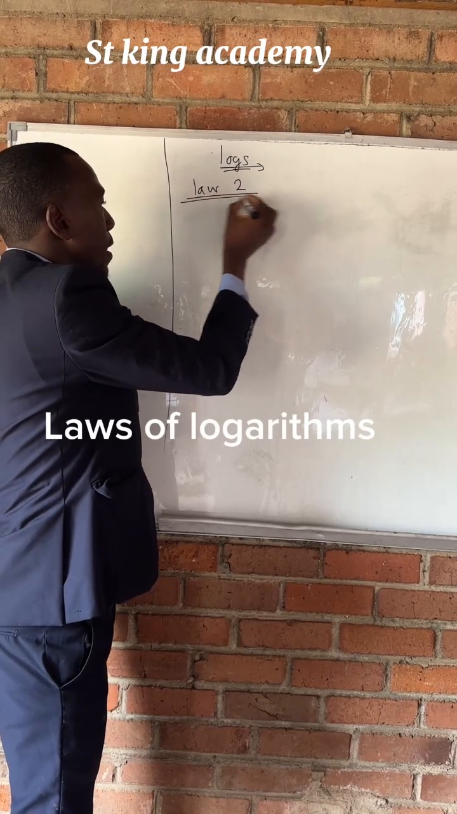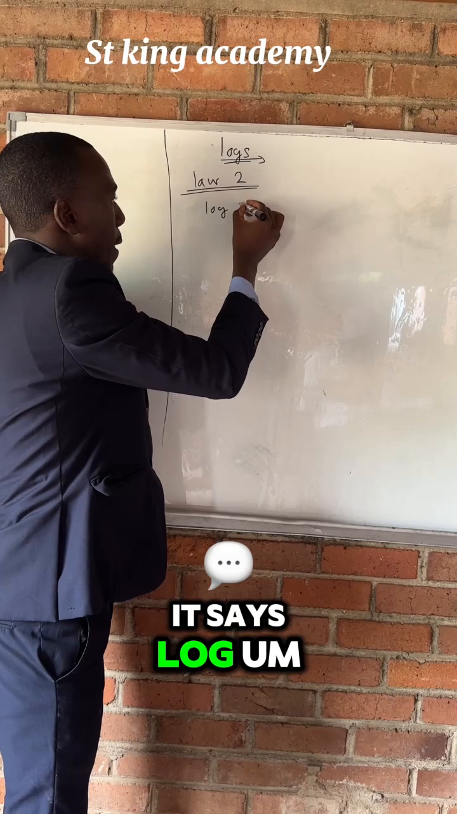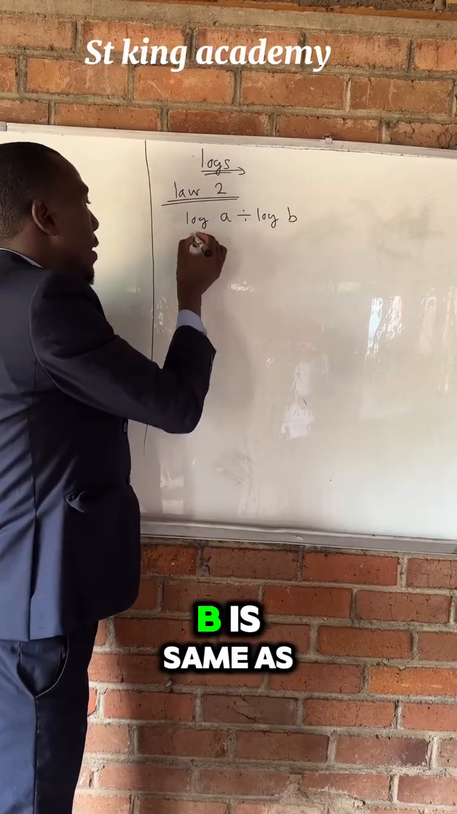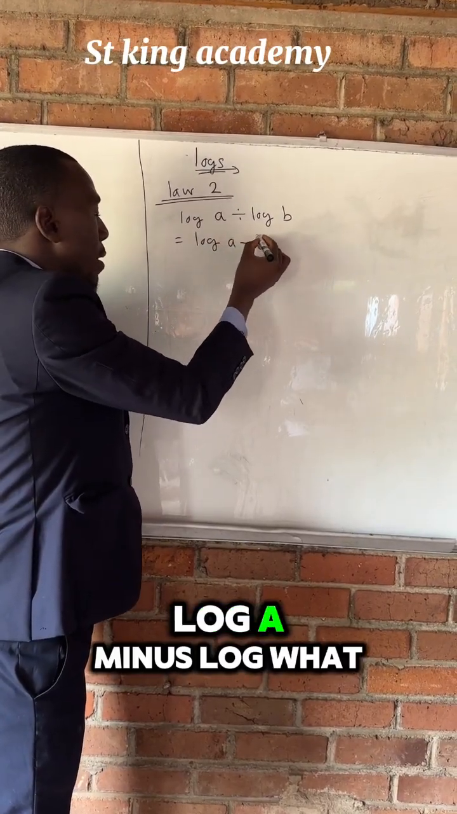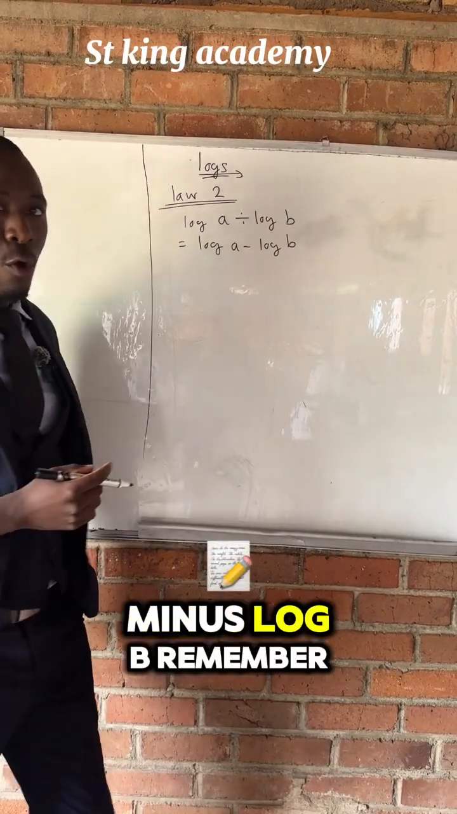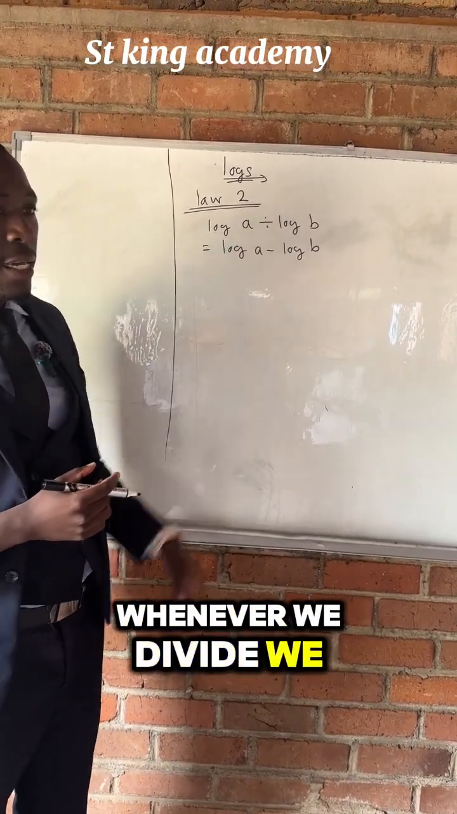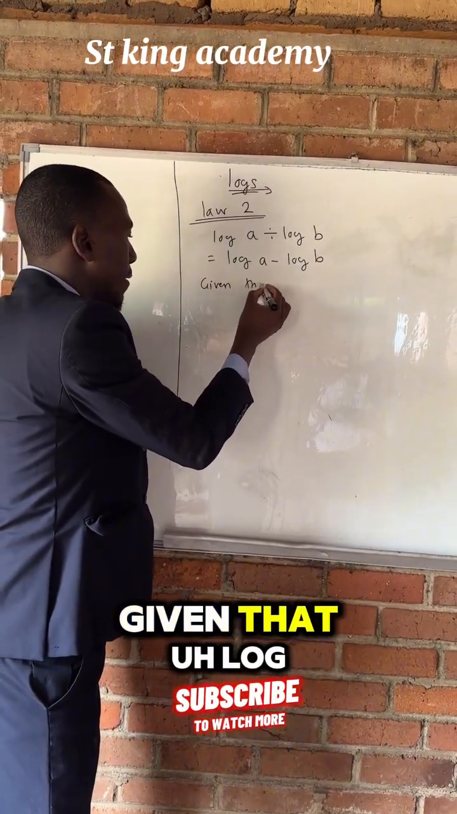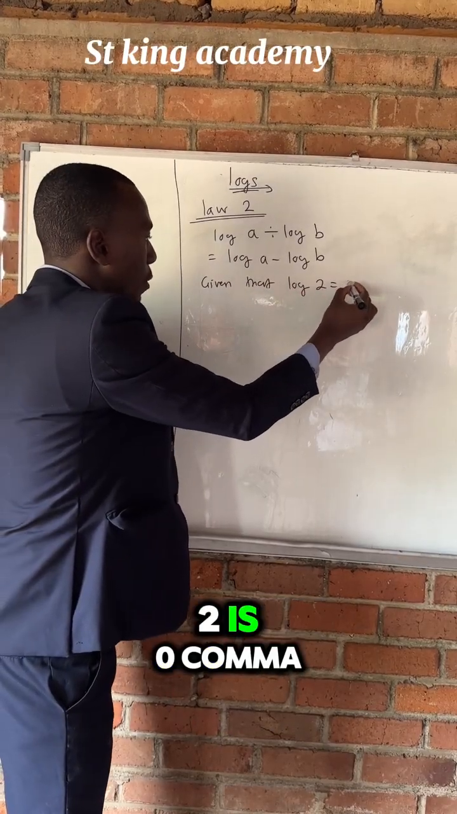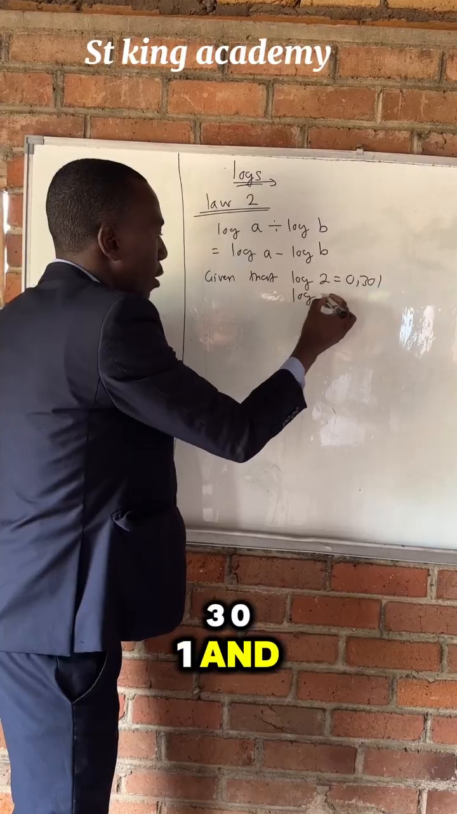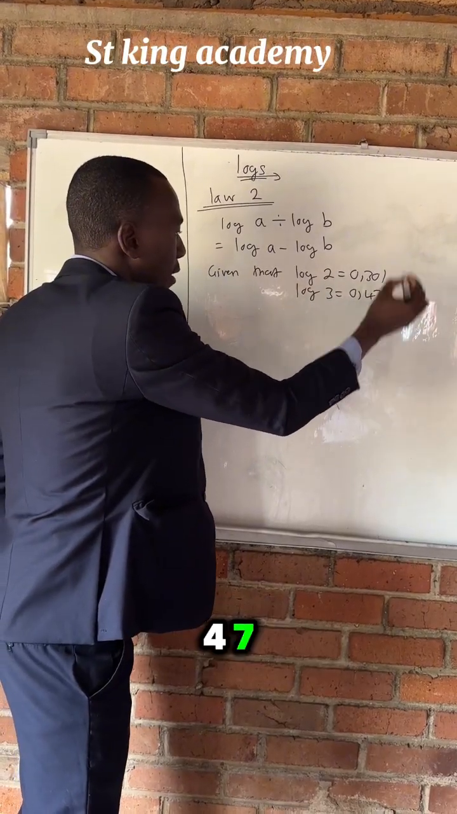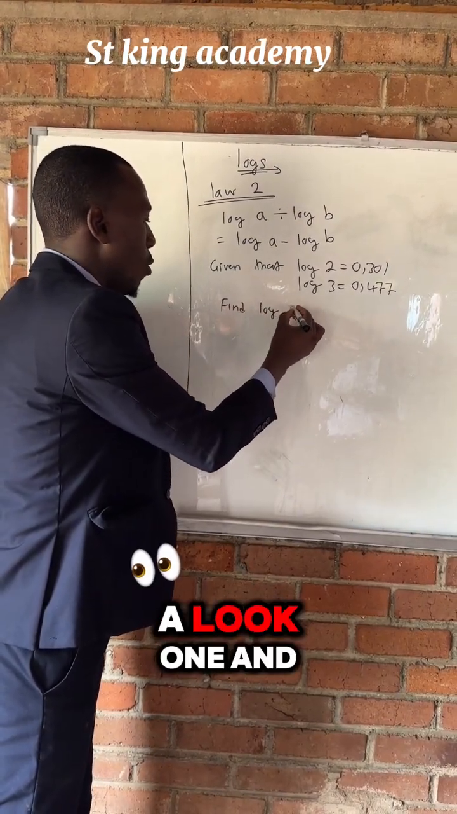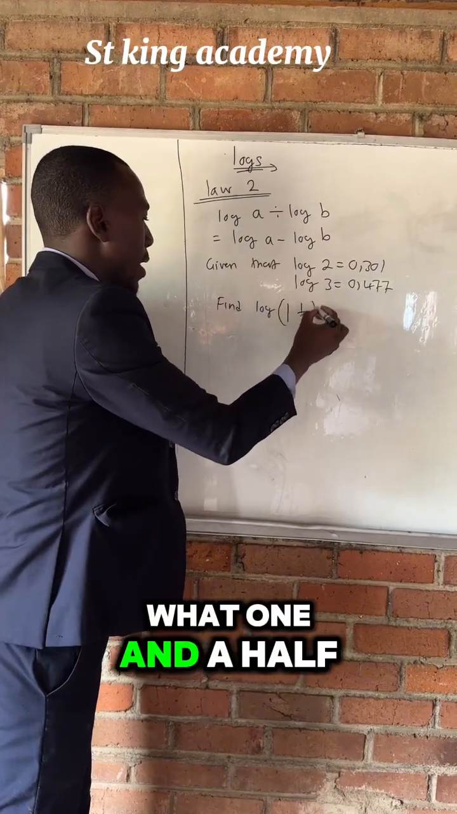Law number 2 says log A divided by B is the same as log A minus log B. Remember, whenever we divide, we subtract. Right. So let's say we are given that log 2 is 0,301 and log 3 is 0,477. Then find log 1.5.